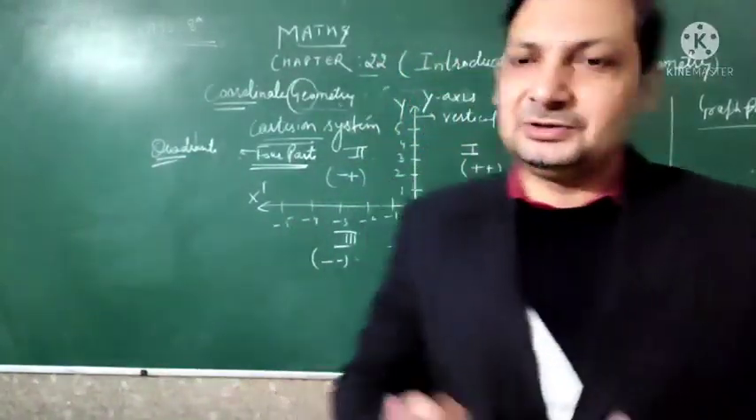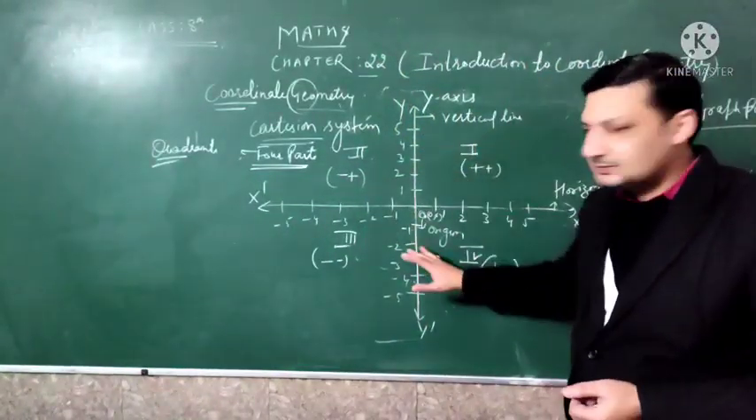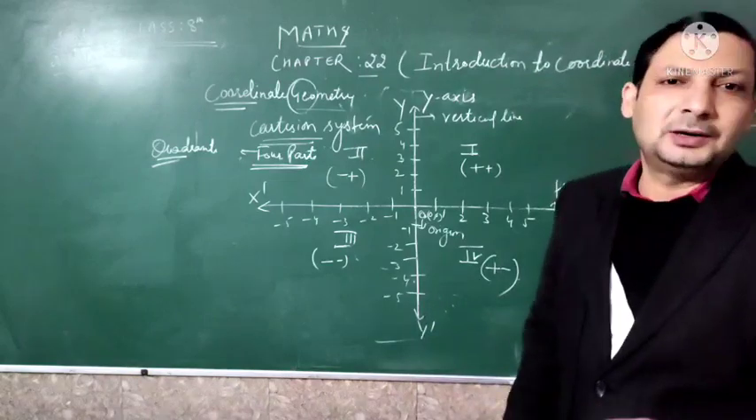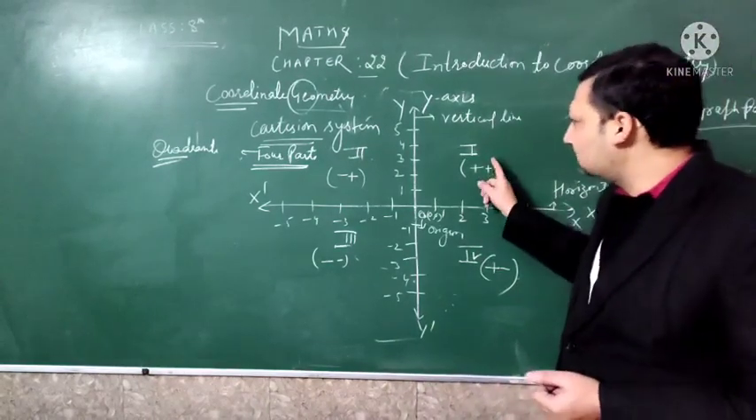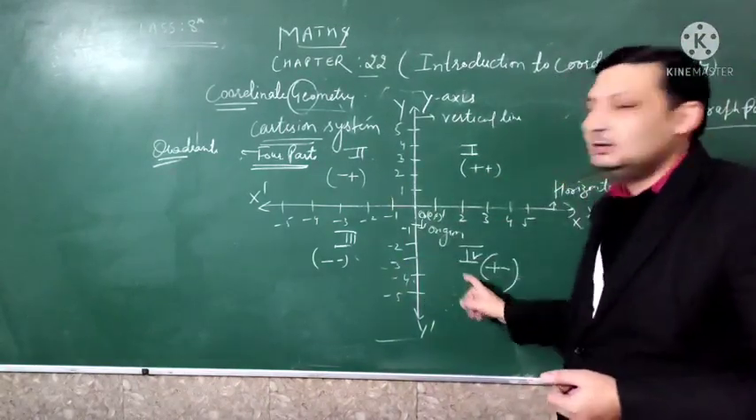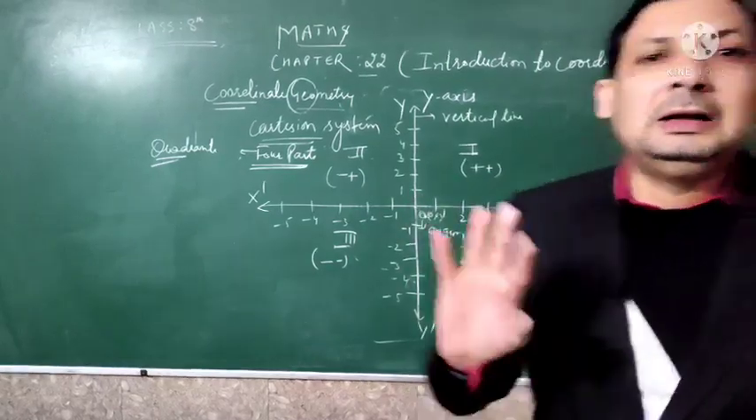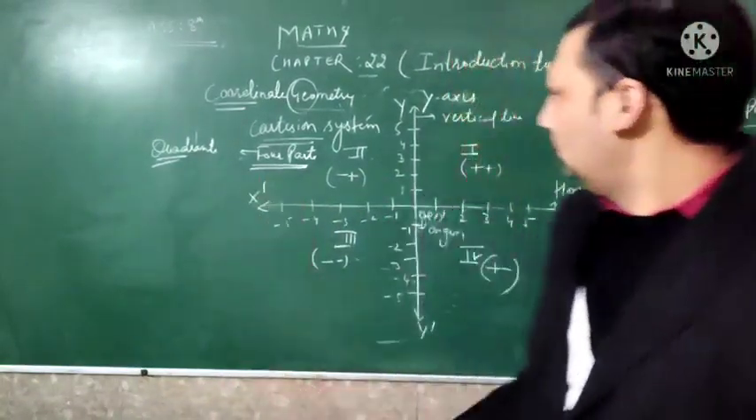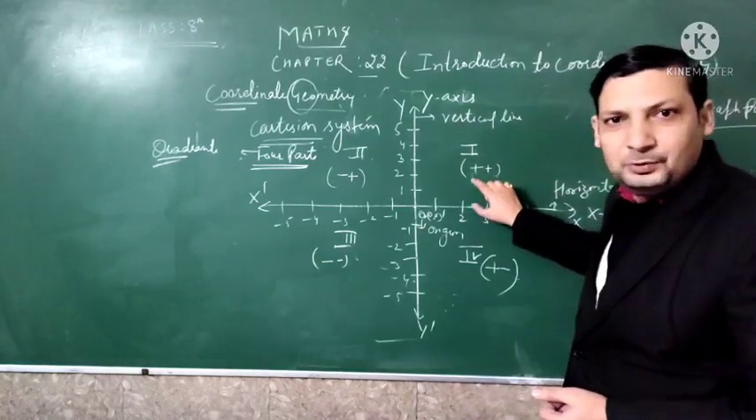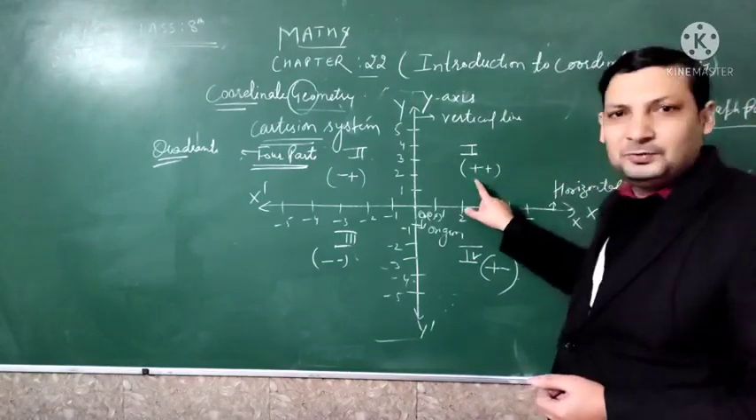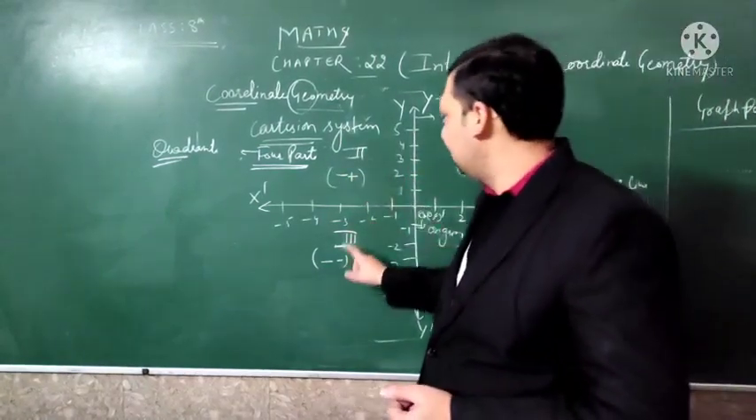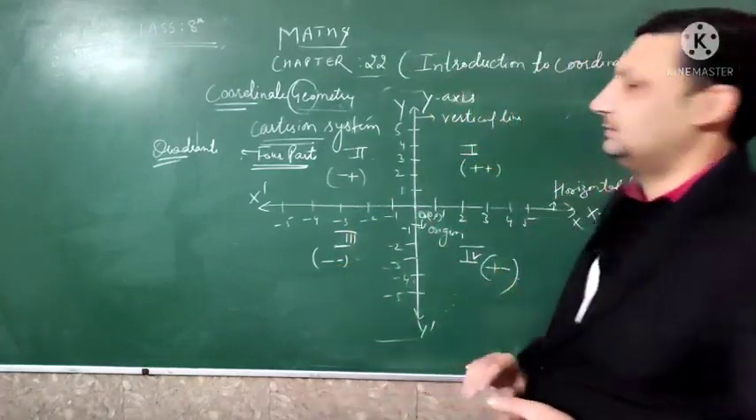Cartesian system is that system which divides the plane into four parts. Name of that part is called quadrants. We will write here first quadrant, second, third, fourth. That will work according to anti-clockwise of the clock. First quadrant sign will be positive, both x will be positive, y will be positive. Here minus plus, here minus minus, and plus minus.